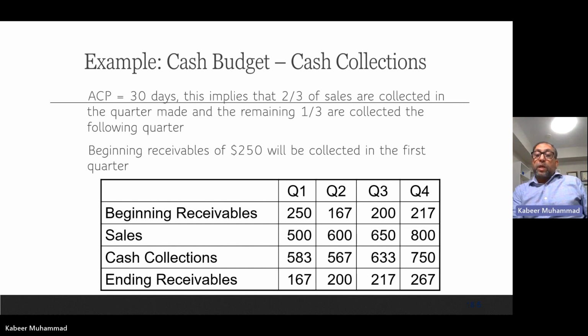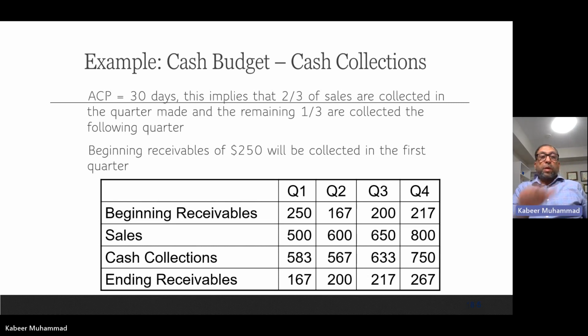We also receive the beginning receivables based on the 30-day collection period. So the beginning receivables of 250, which is last quarter's 1/3, will be collected in the first quarter, plus 2/3 of this quarter's sales. So cash collection is the beginning receivable of 250 plus two-thirds of this quarter's sales, all together.